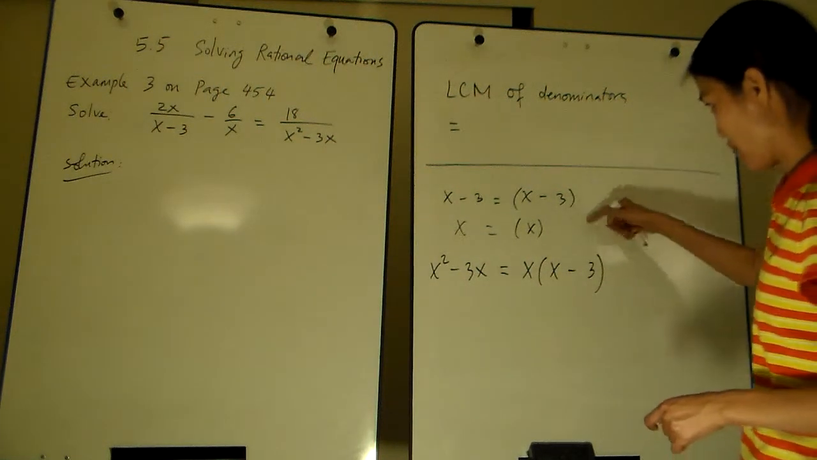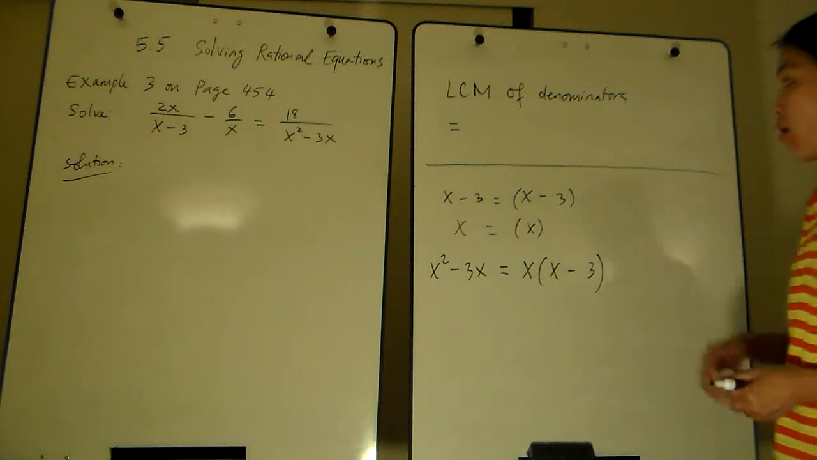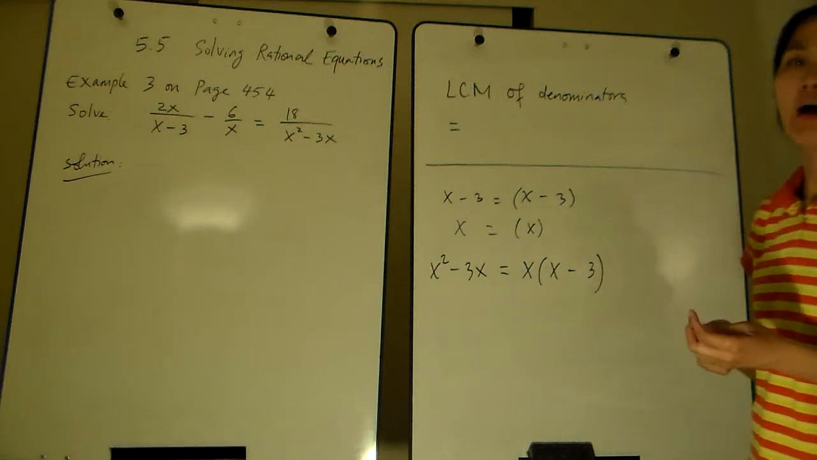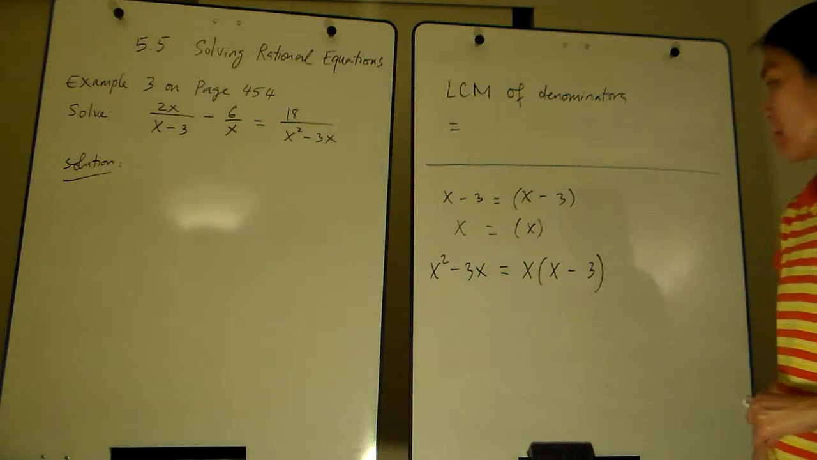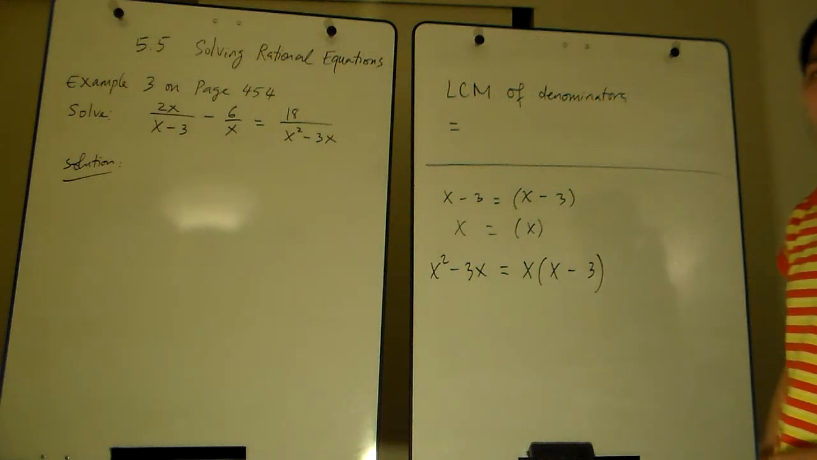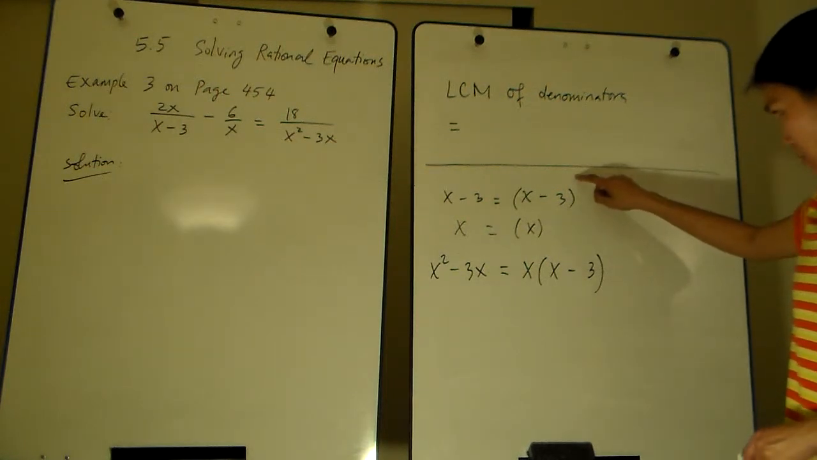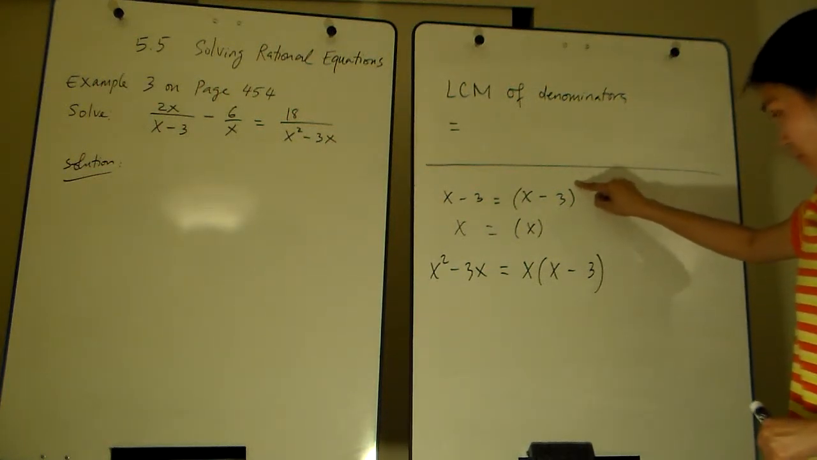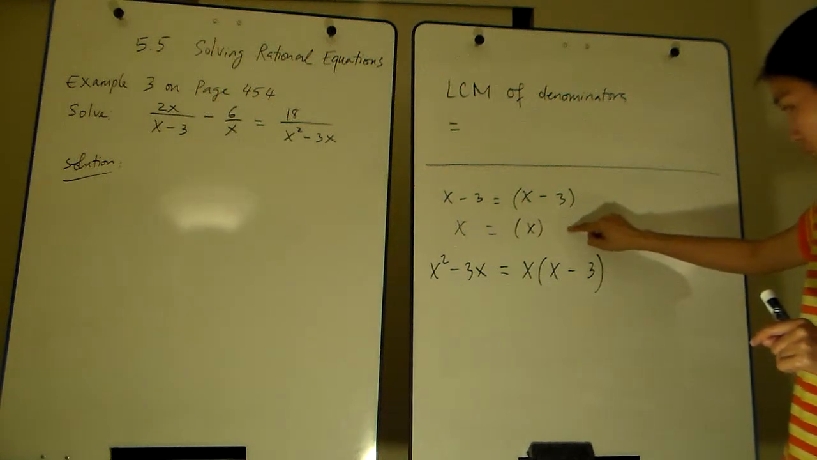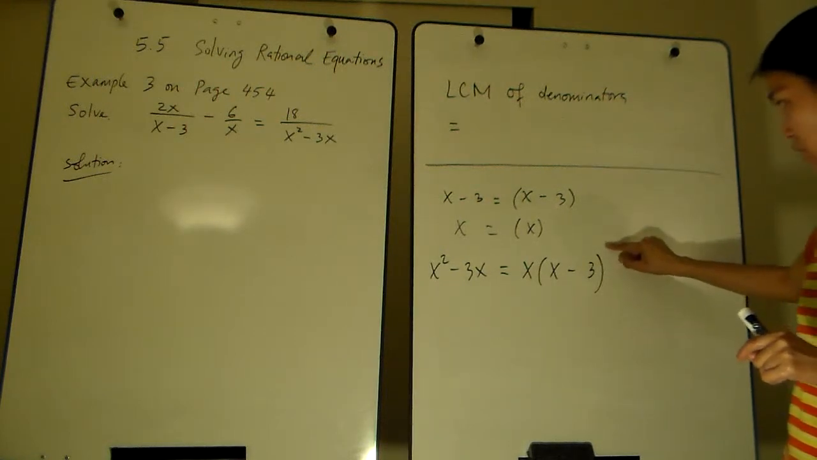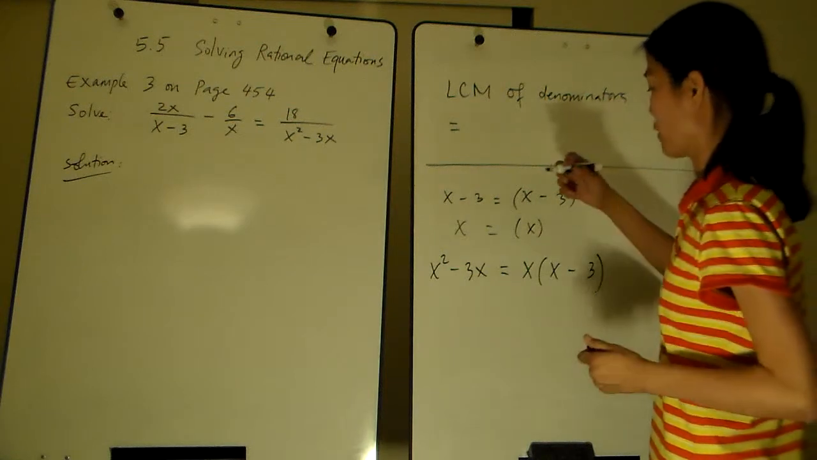So these are the factors of all denominators. To find the LCM, you include all unique factors in all denominators, but make sure you use the one with the highest exponent. So for x minus 3, raise it to the first power, because it doesn't occur more than one time. X minus 3 is not here, X minus 3 is here, but still it only happens one time. So we include the x minus 3 factor.